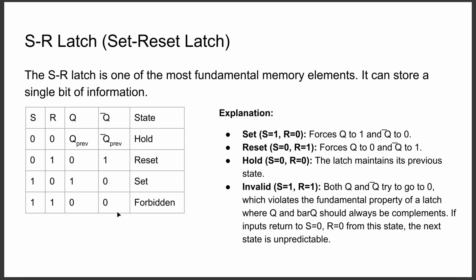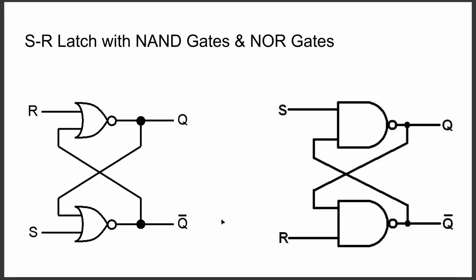Both Q and Q bar try to go to 0, which violates the fundamental property of the latch, where Q and Q bar should always be complements. If inputs return to S equals 0, R equals 0 from that state, the next state is unpredictable. And this is how we make an S-R latch with NAND gates and NOR gates.